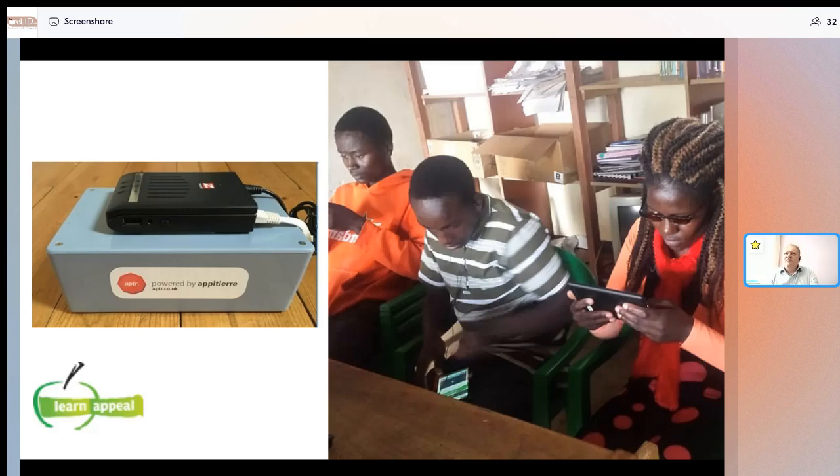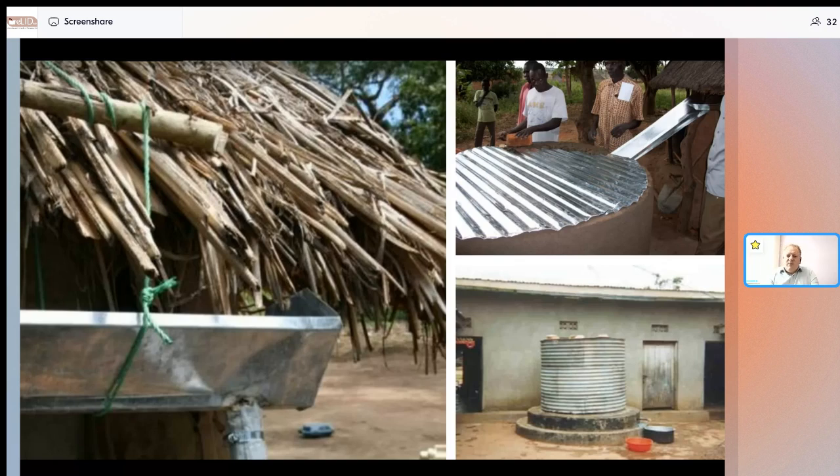I think the maximum we have got to is about 25, but in theory, you could have this running in an education centre in a community, and everyone could connect to those devices. So Learn Appeal did some really exciting work in that space. My contribution to this was I built a course on domestic rainwater harvesting. I'm hugely grateful to the team at Practical Action who provided a lot of the images for this.